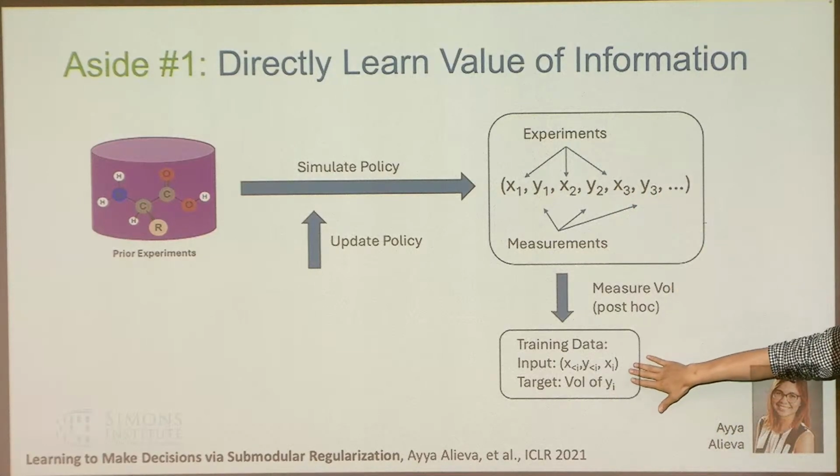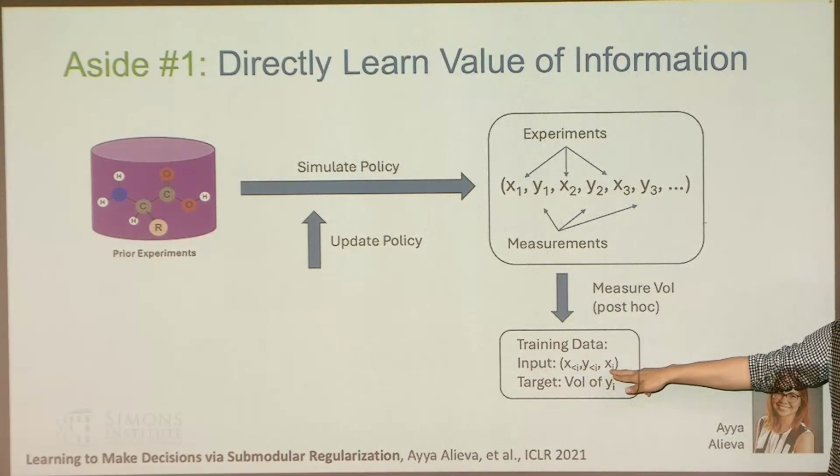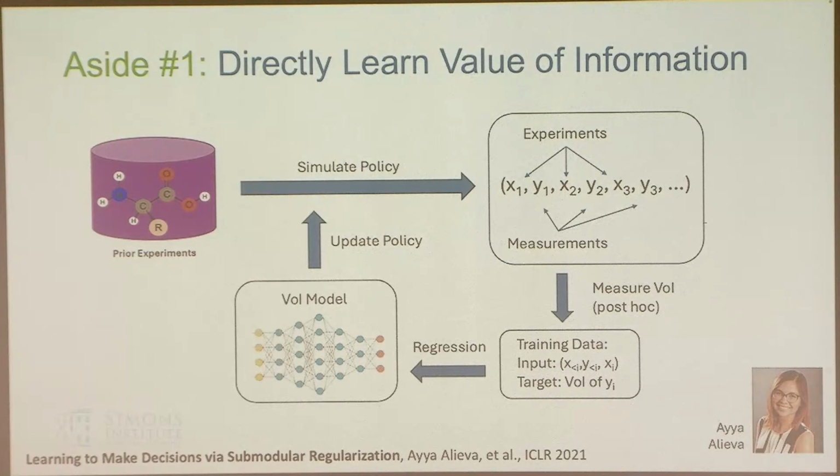And that creates training data of the following form, where the input is all the previous experiments and measurements and the current experiment. And then the regression target is the value of information of this current measurement, if we were to take the measurement. Fit that in a neural net for a value of information model, give this value of information model to a policy, and the policy makes decisions by selecting the experiment, xi, that maximizes the value of information. So now we've sidestepped doing uncertainty quantification explicitly. We've just directly tried to learn the value of information.